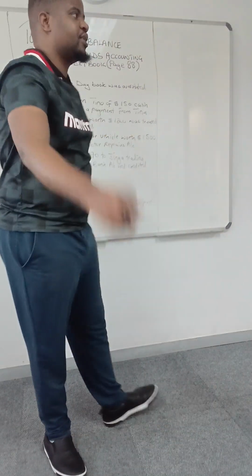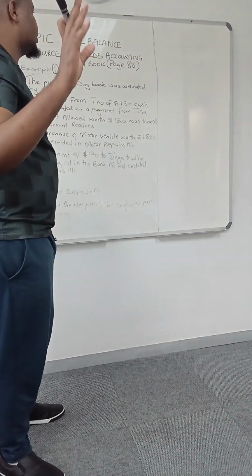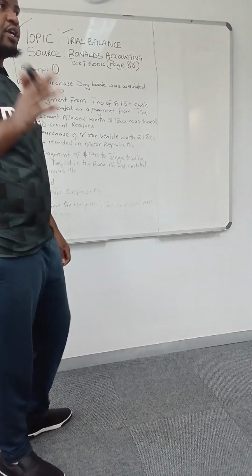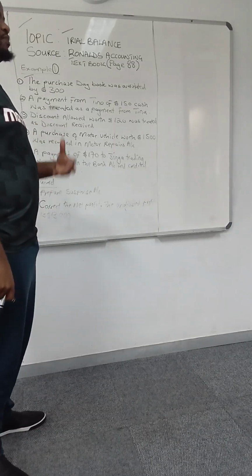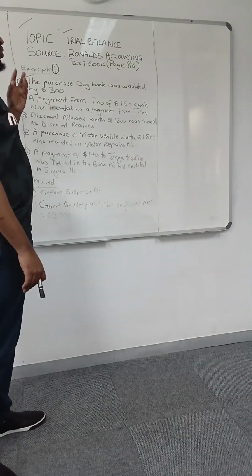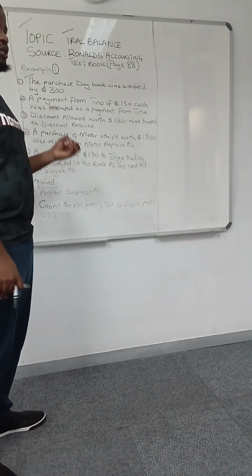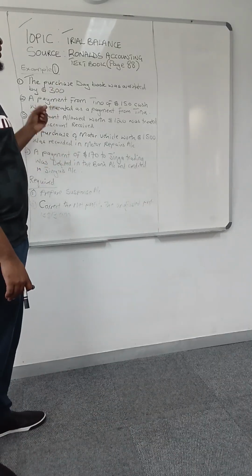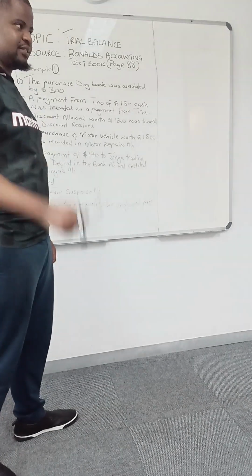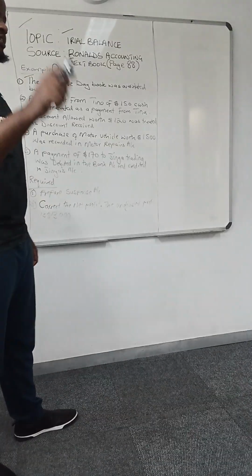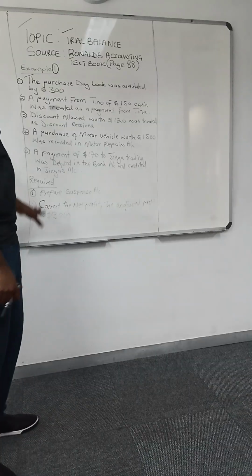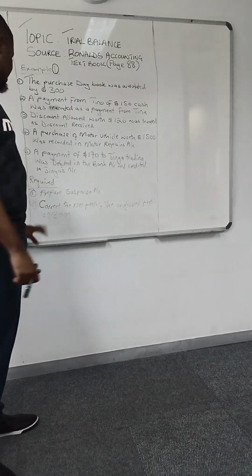Right. Welcome back, guys. This is another video where I'm going to do the example, right? I want to show you how they bring questions in the exam on this topic we are doing, trial balance, but on this concept of errors that affect the agreement of a trial balance. This is how they bring questions. Required to prepare a suspense account.